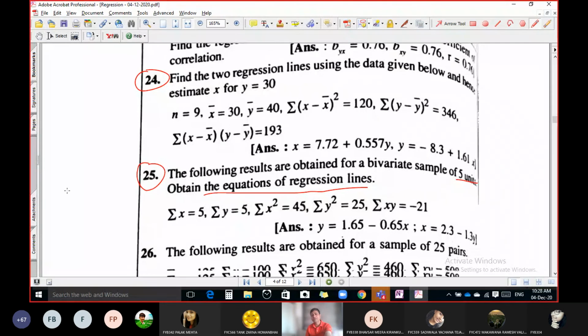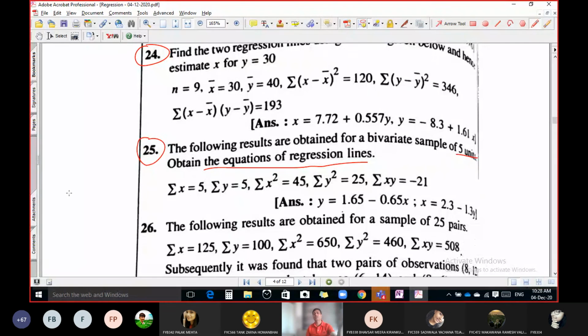Now what is the difference between this question and the previous question? In the previous question we obtained sigma u. Here instead of u and v you can consider x and y. Sigma x, sigma y, sigma x square, sigma y square, sigma xy are given. N is given as 5. And now you are required to find the regression line of y on x and x on y.